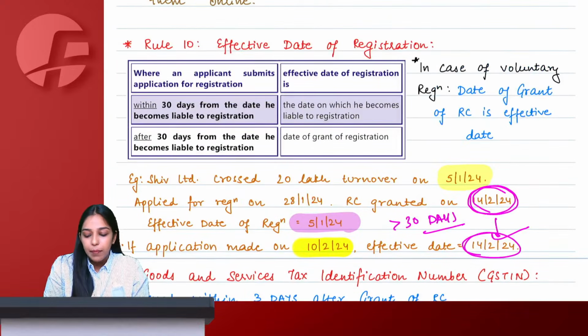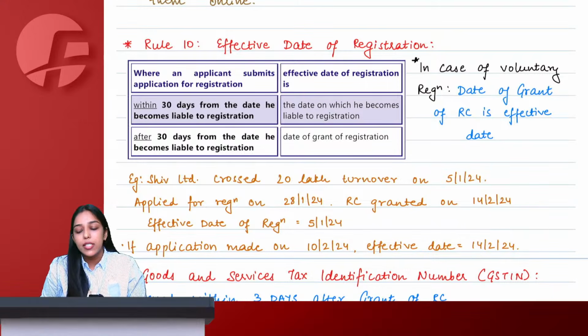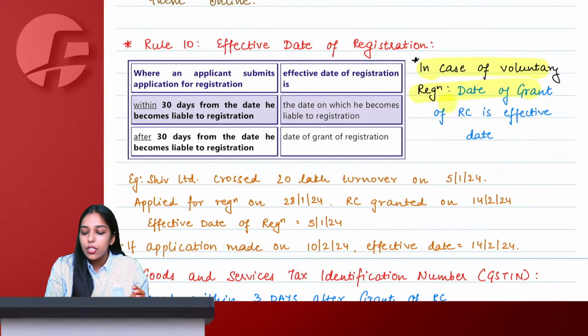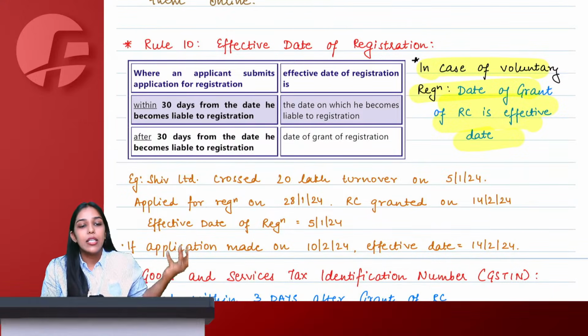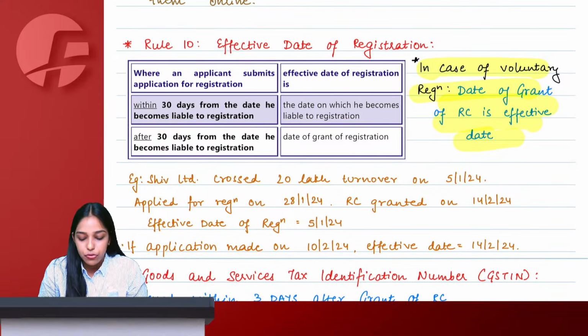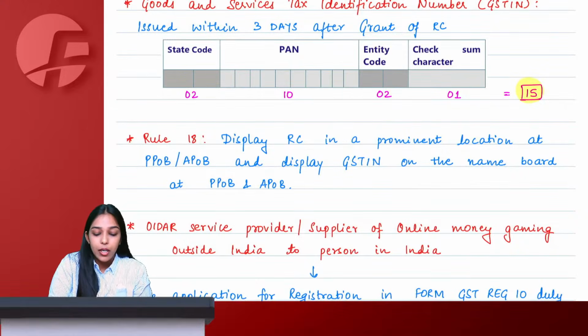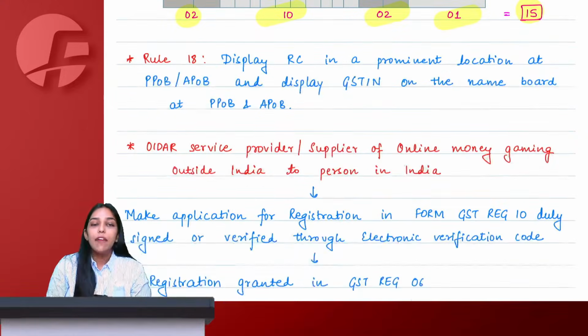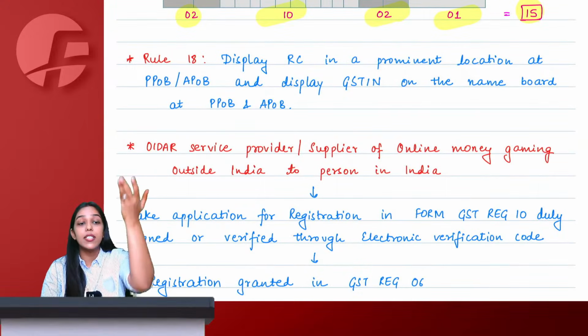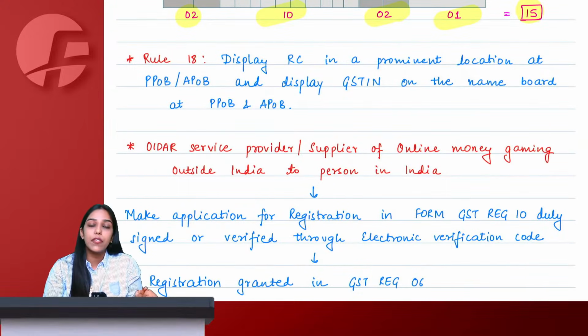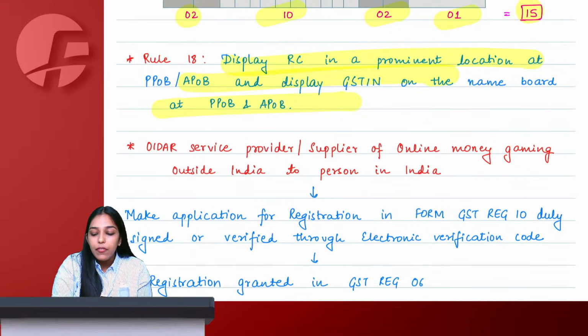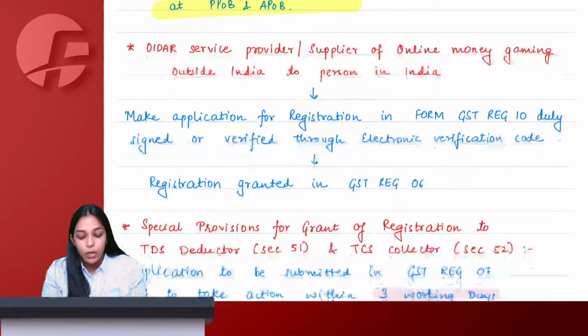Ma'am, I was never liable. I applied for voluntary registration. Then in case of voluntary registration, of course, whenever you get RC, that only becomes your effective date of registration. Simple. GST number is a 15-digit number: 2-digit state code, PAN, entity number and checksum character. You have to display it. Of course, you made so many efforts, this big procedure to obtain the registration certificate, so you will have to display your registration certificate at every place of business in a prominent location.